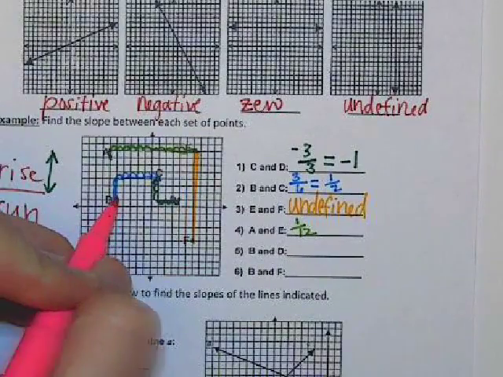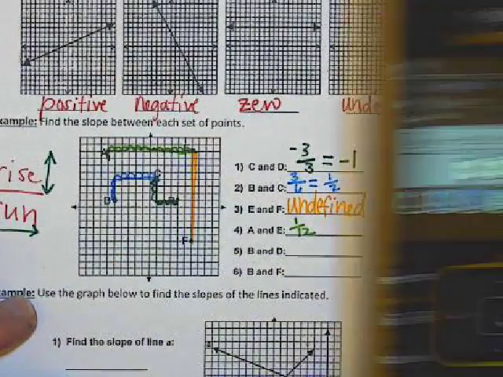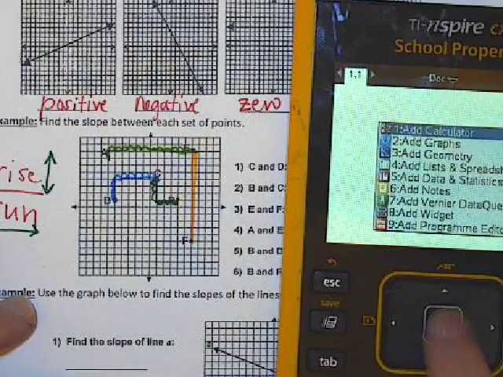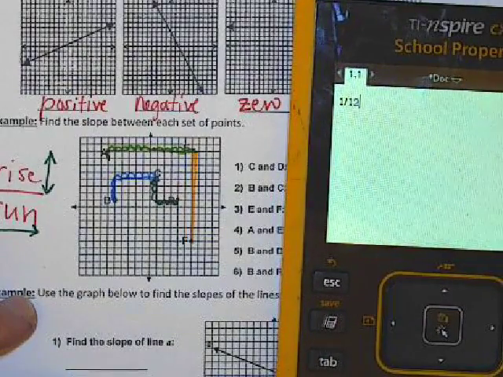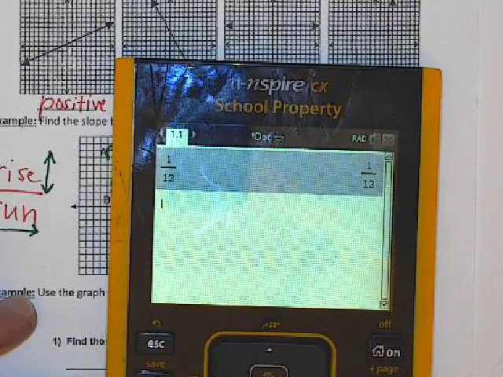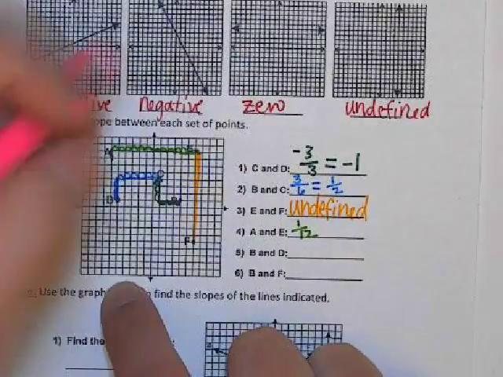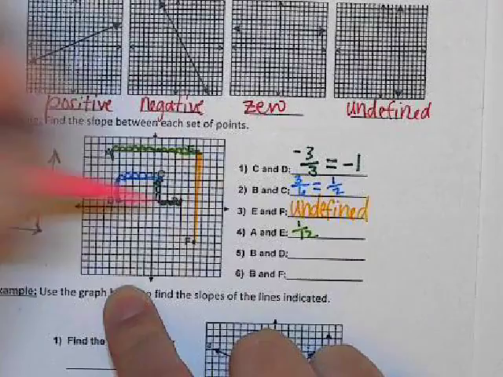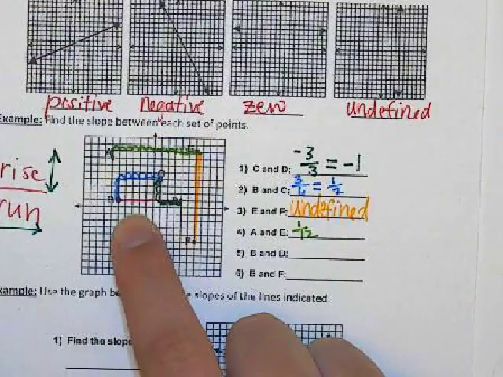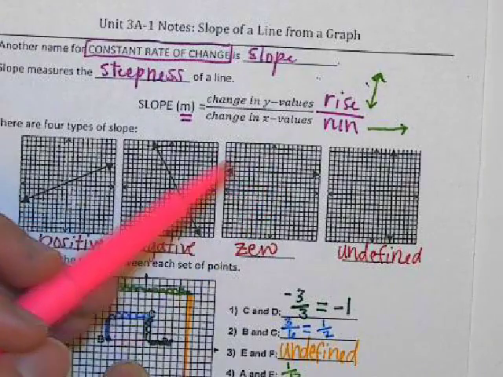Wait, you're not going to simplify? I can't. If I put 1 over 12 in my calculator, I get 1 over 12 is simplified down to 1 over 12. Okay, B to D, straight across. What is my slope for a straight line? Straight across is 0.